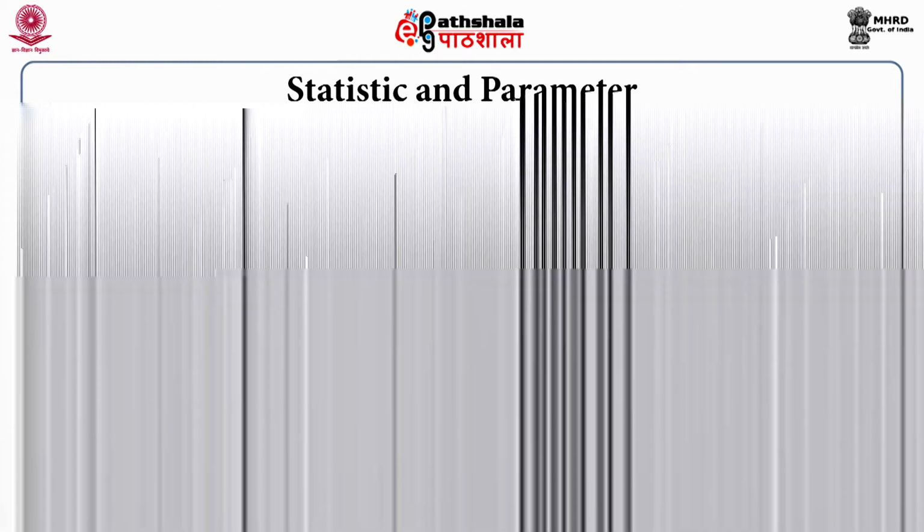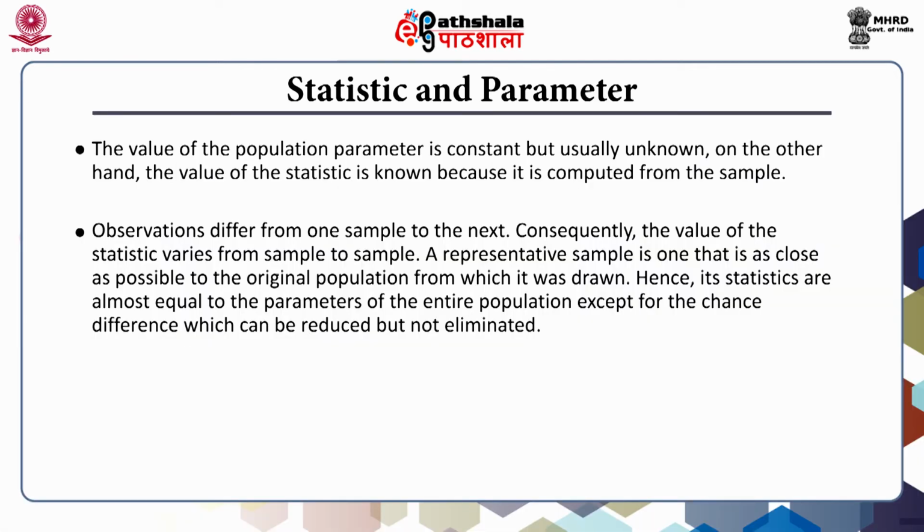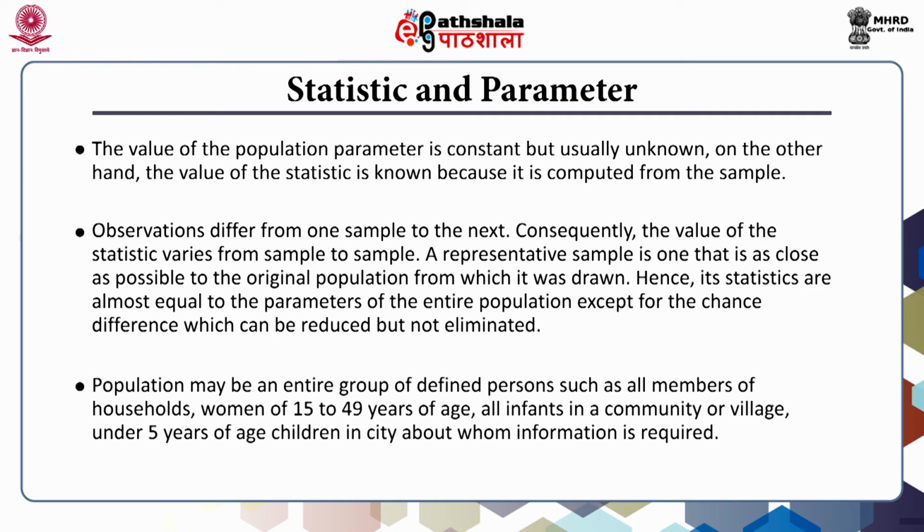A representative sample... Hence, its statistics are almost equal to the parameters of the entire population except for the chance difference, which can be reduced but not eliminated. Population may be an entire group of defined persons such as all members of household, women of 15 to 49 years of age, all infants in the community or village, under 5 years of age children in city about whom information is required.